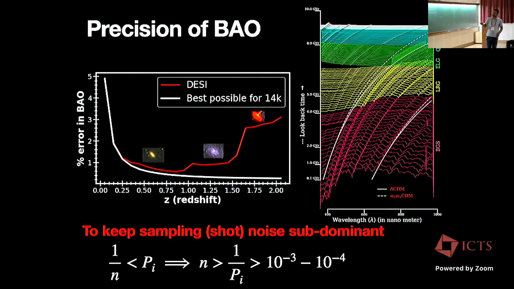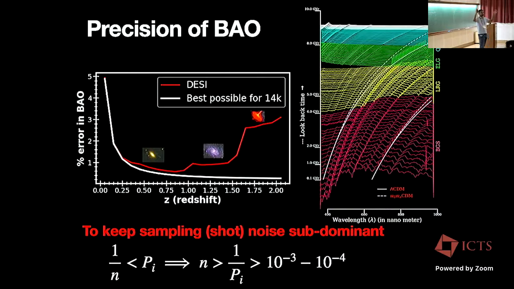What this white line shows is if you were to do a 14,000 square degree survey and say your error is dominated by cosmic variance, which means shot noise doesn't play a role, shot noise is subdominant, which means you have sufficient number density, then this is the line you're going to observe. So if you measure denser samples, it's not going to help you. You'll be limited by this line. This is what we call cosmic variance, limited by volume, right?